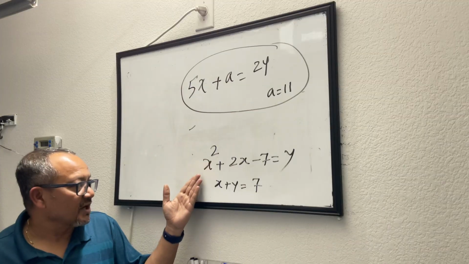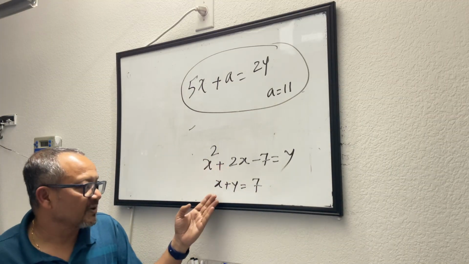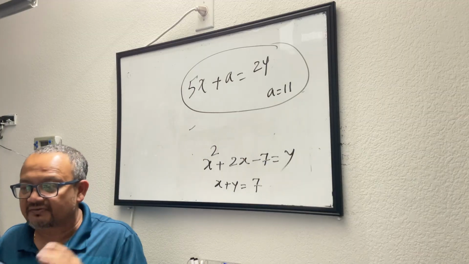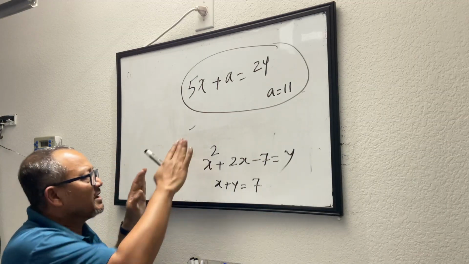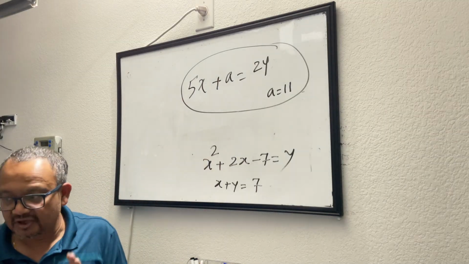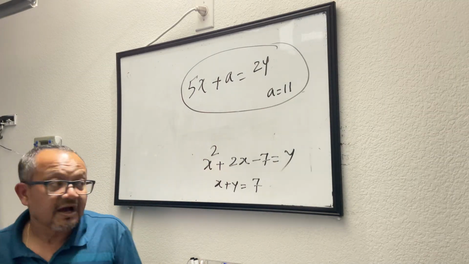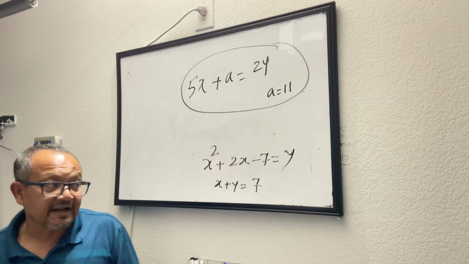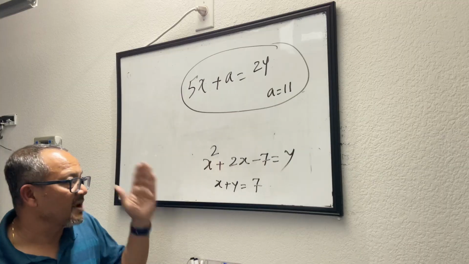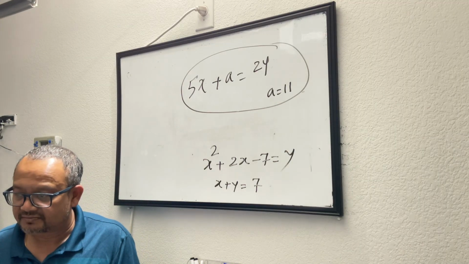Let me read it for you guys. X squared plus 2x minus 7 equal to y and x plus y equal to 7. There are two equations given to us, and you don't have to solve it because you have not learned how to solve a quadratic equation. But my question to you is, I have two equations and two variables. Would we be able to solve these two equations to get the answer for x and y?